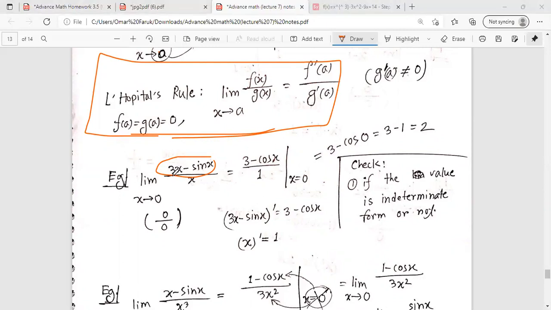The limit as x tends to 0 of 3x minus sin x divided by x.